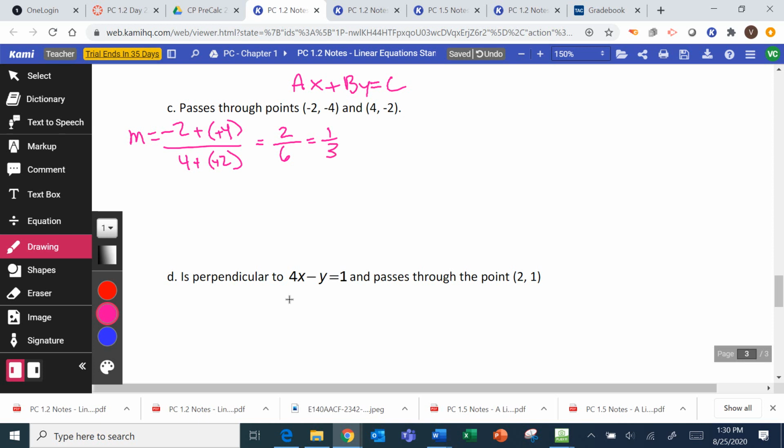1/3. That's what I got. Do you get the same thing? I make mistakes sometimes. All right, so we got 1/3 for our slope. So now what could we do if we know the slope? Nathan, do you know what we could do? Point slope form? Sure, let's do point slope form.